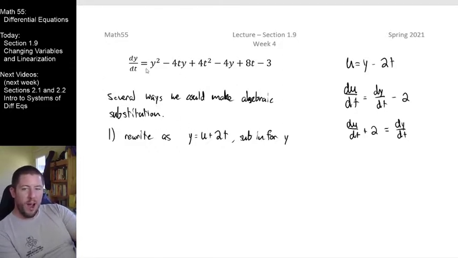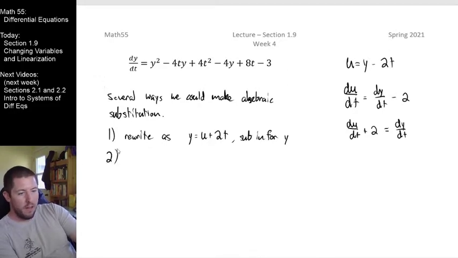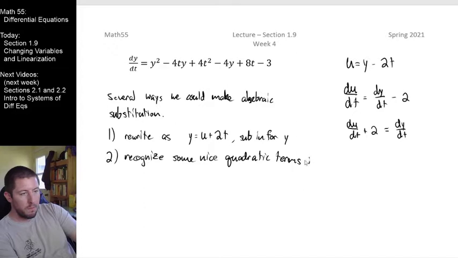So I'm trying to make this substitution right here, right? I need to get my right-hand side. It's a big quadratic polynomial mess in terms of u relative to the y that we're in terms of right now. One way I could do that is the forced algebraic substitution. But one thing we can see, if you are good with your quadratics, that's a little nicer, is that this term right here is actually a perfect square of the first three terms. Where y squared minus 4ty plus 4t squared minus 4y plus 8t minus 3.